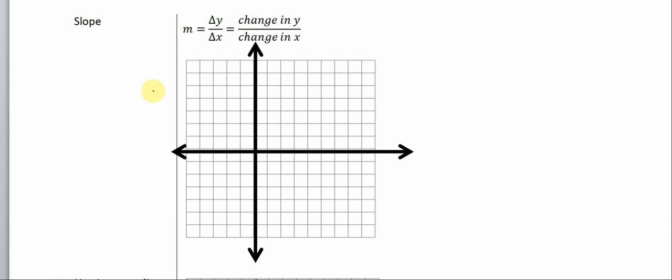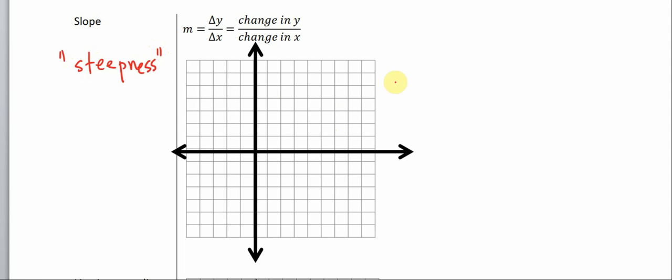Slope is typically abbreviated using the letter m, and it is delta y over delta x, or otherwise the change in the y value over the change in the x value. Another way that we can say this is that slope is a measure of steepness, how steep something is.